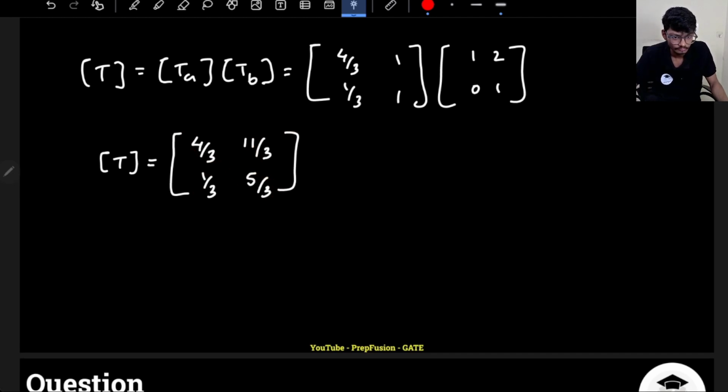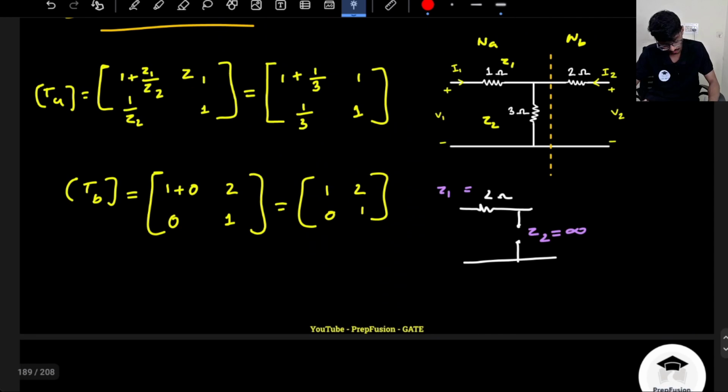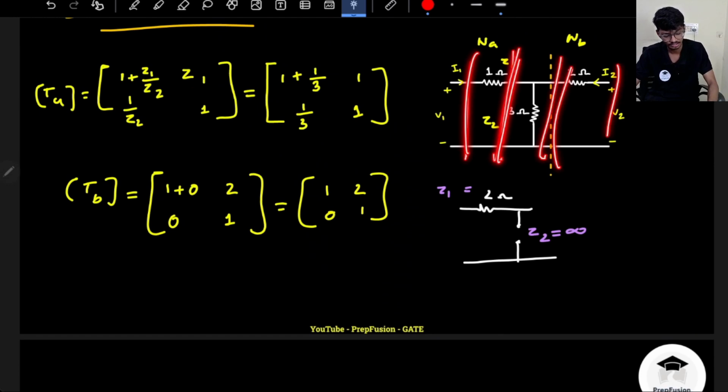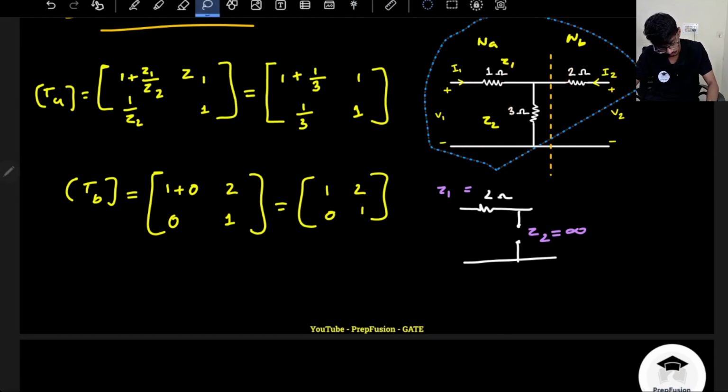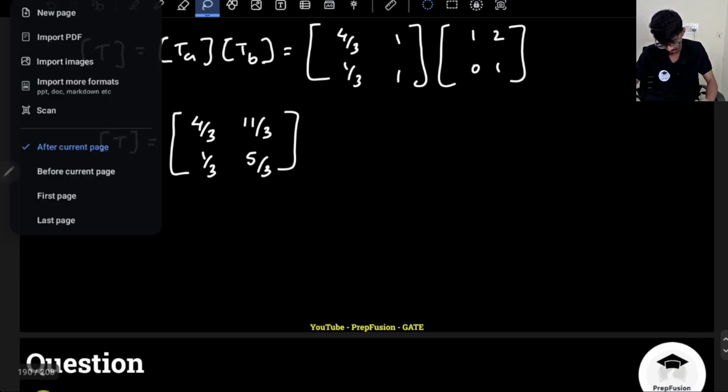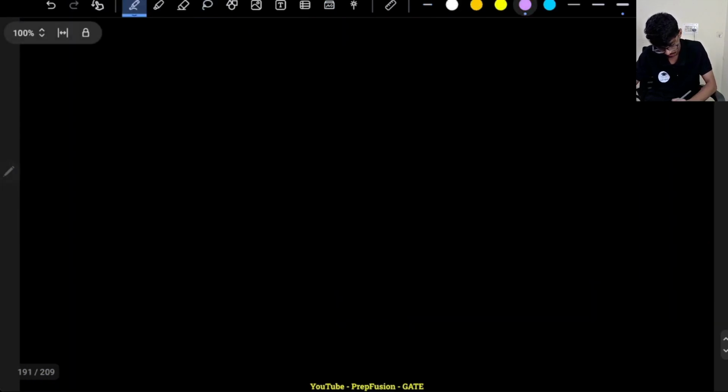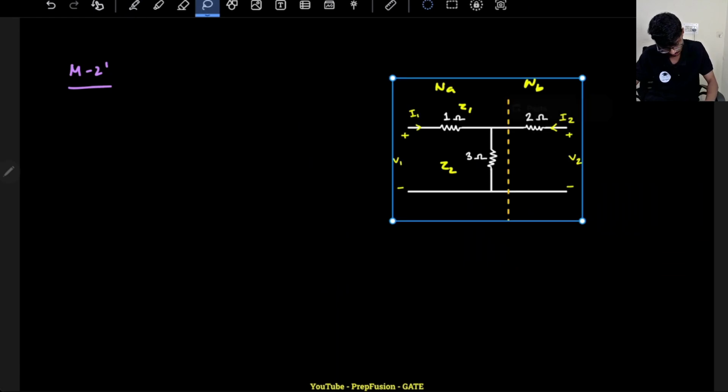Or if you want to break it even further, you can just calculate the ABCD parameter for this network, for this network, and for this network. That is the homework for you. You will get the same result, but I want you to have practice. So what is the extension of this method? Method 2 dash is just break it even further.